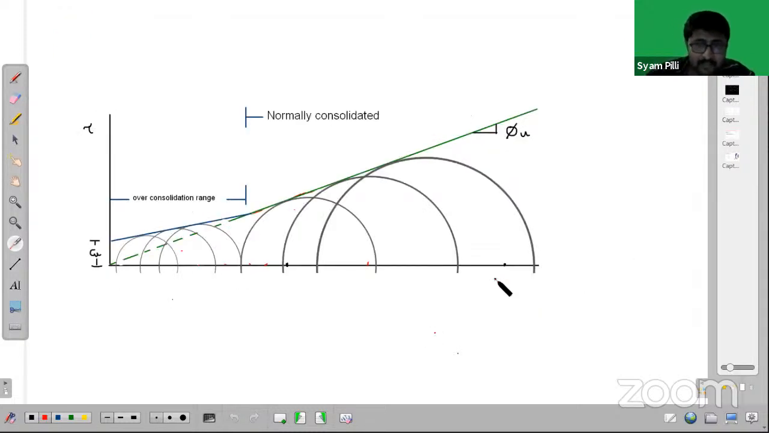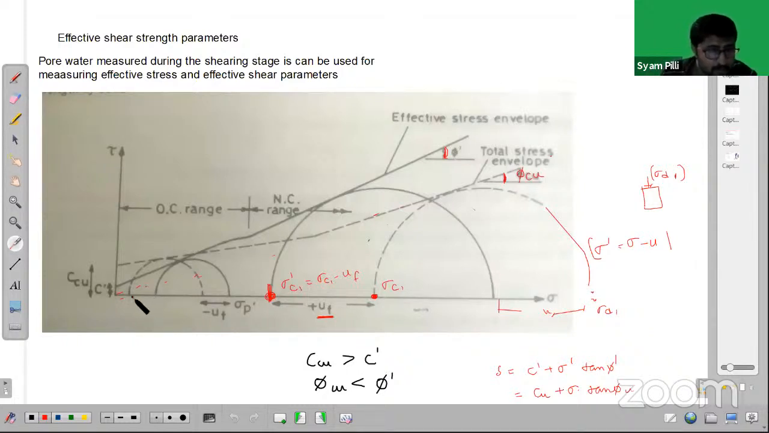So that is what we are seeing here, because in the OC case pore water pressure is negative. So what will happen? Effective stress will increase, negative minus of minus, because it is minus U f and U f is negative. So with more effective stress, the Mohr circle will shift to the right instead of left. So the Mohr circle will shift towards right, right? As it is shifting towards right, the failure envelope will be observed something like this.